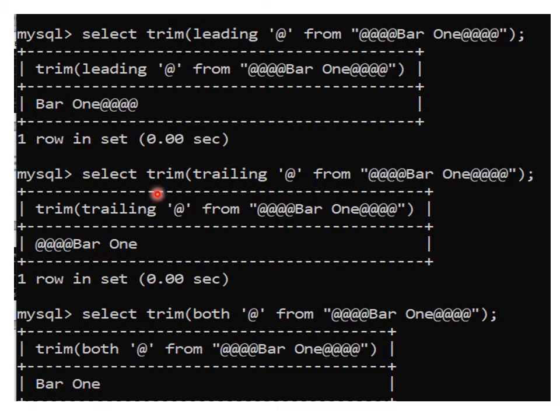And here also, if you write trim trailing at the rate from this, it will remove the trailing at the rate from this given string. So the output will be at the rate from bar space 1. The same you can see here: if you write both, it will remove the at the rate symbol from both ends. So the output will be bar space 1.